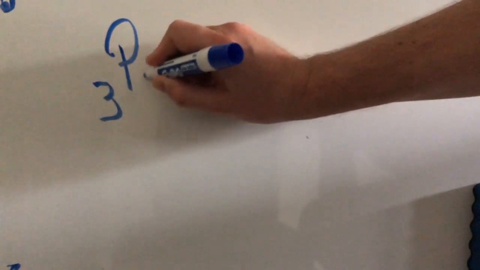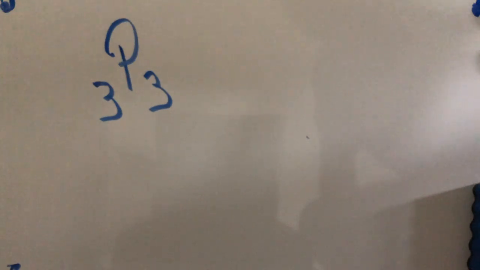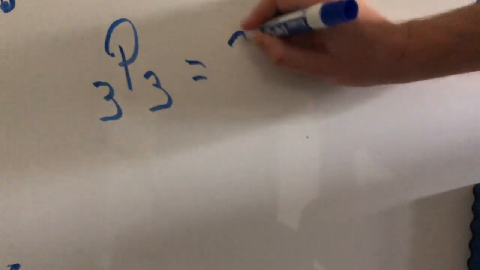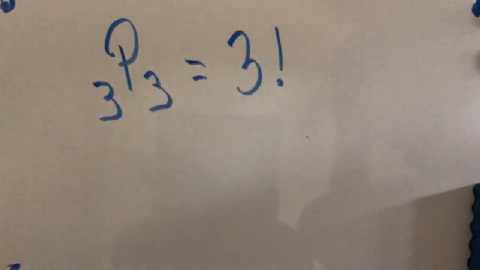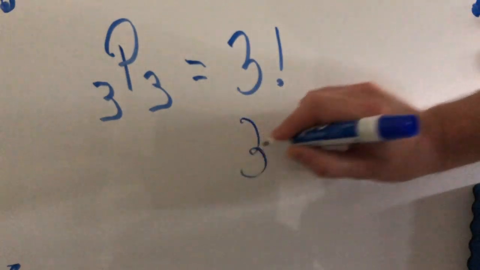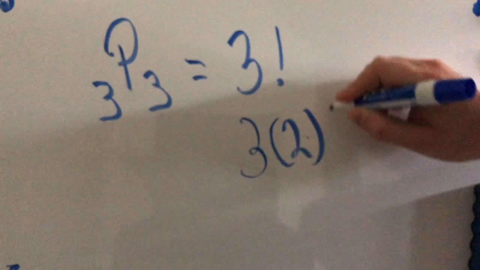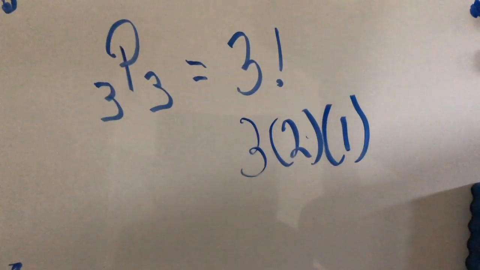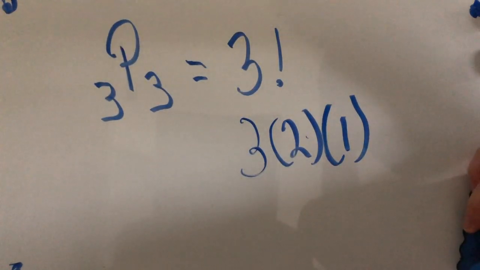Okay, the permutation of 3 and 3. What did we say that is? We said that's the same thing as saying 3 factorial. So then that's 3 times 2 times 1, right? And that's going to yield 6. 3 times 2 is 6, and then times 1 is the same number. But 5 and 2 now is a little more difficult.